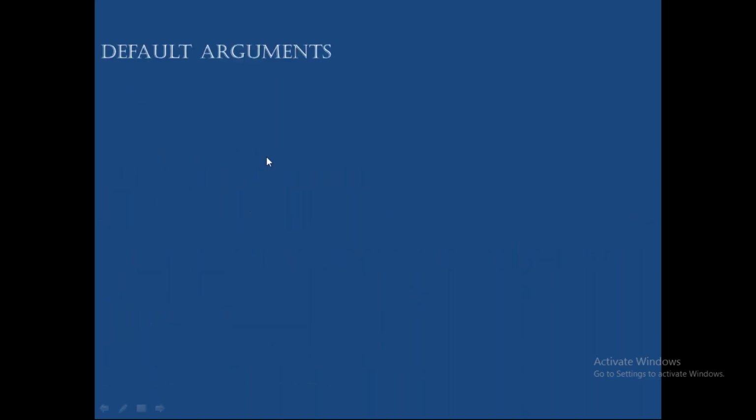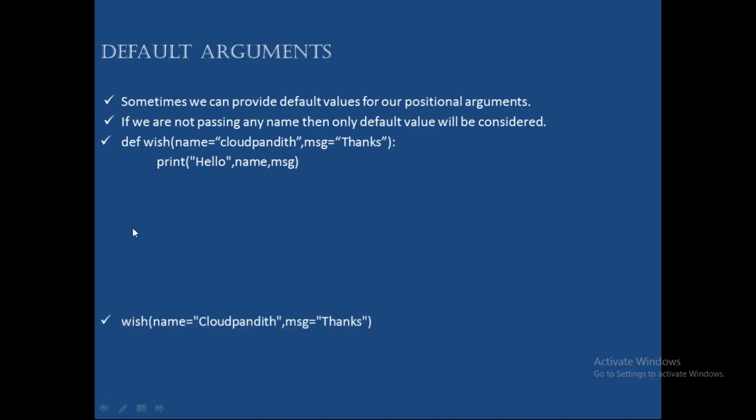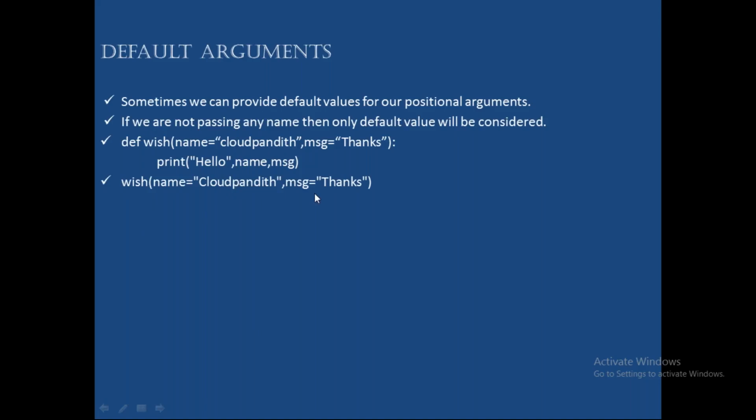Now we are going into the default argument. Sometimes we can provide default values for our positional argument. If you're not passing any value, then only default values will be considered. Example, you see wish, name equal to Cloud Pandit, message equal to thanks. Already you have values assigned here. If you're passing these values, they will be taken.